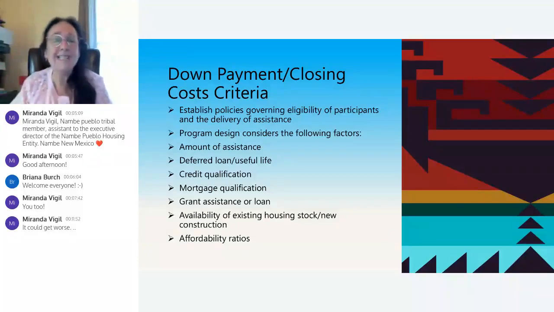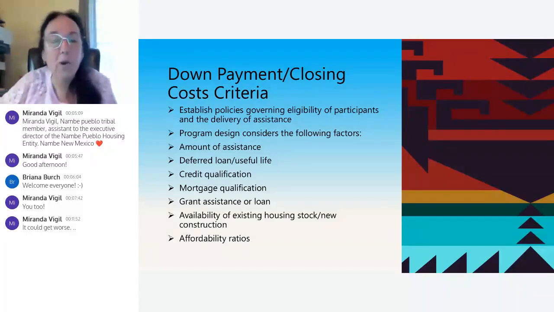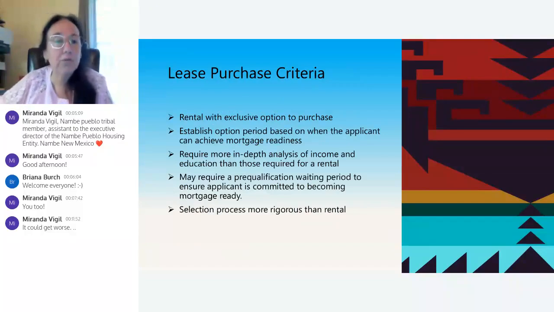Program design considers the following factors: mortgage qualification, credit qualifications, deferred loan or useful life, the amount of the assistance, grant assistance or loan. What's it going to be, a grant or a loan? Do you have availability of existing housing stock, or is everything going to have to be new construction? And what are your affordability ratios?